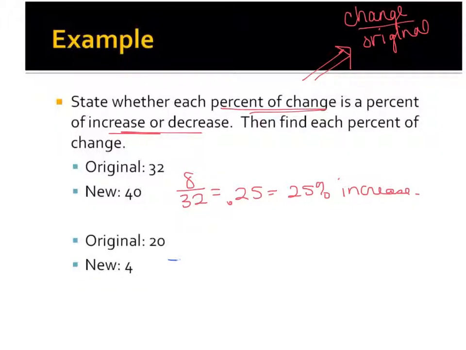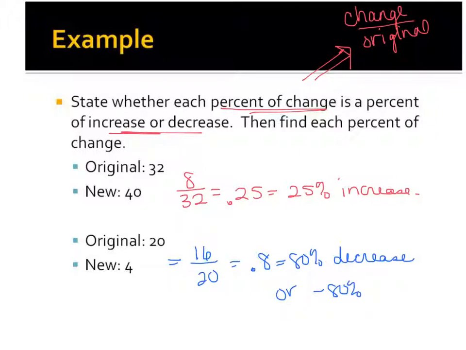So what's the change here? The change was 16. You can make it negative 16 if you want to. Then that would just be with your decrease. So 16 is my change. My original was 20. 16 over 20 is 0.8, which would be 80%, and this time it's a decrease. Or you can just say negative 80%, and there we go. Okay, so I definitely would have that equation written down.